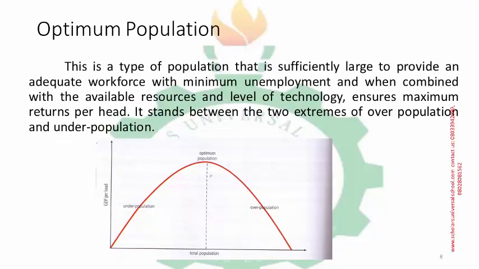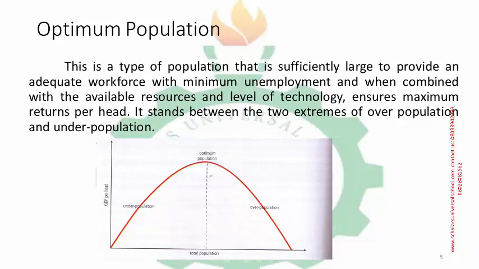Now let's look at the third type of population, which is the optimum population. We have seen overpopulation and underpopulation. Overpopulation is having so many people and few resources. Underpopulation is having few people and adequate resources in that country.